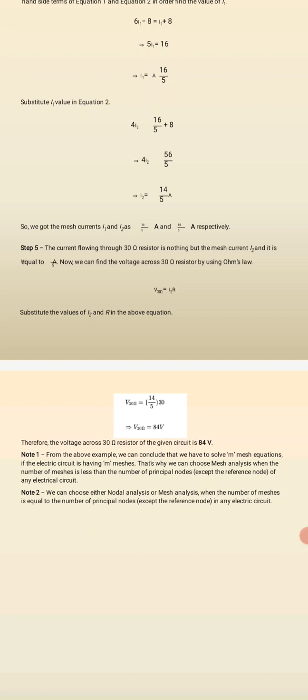From which we can easily conclude that in nodal analysis we can calculate the voltage at the nodes, while in mesh analysis we can calculate the current through the corresponding resistance. Note 1 from the above example: we have to solve m mesh equations if the electric circuit has m meshes. That's why we choose mesh analysis when the number of meshes is less than the number of principal nodes, except the reference node, of the electrical circuit. Similarly, we can choose either nodal analysis or mesh analysis when the number of meshes is equal to the number of principal nodes in any electrical circuit.